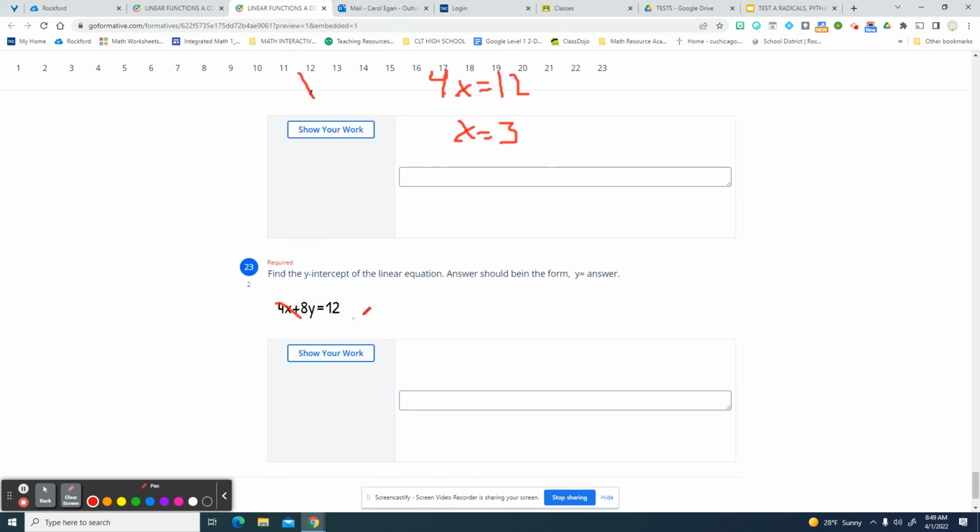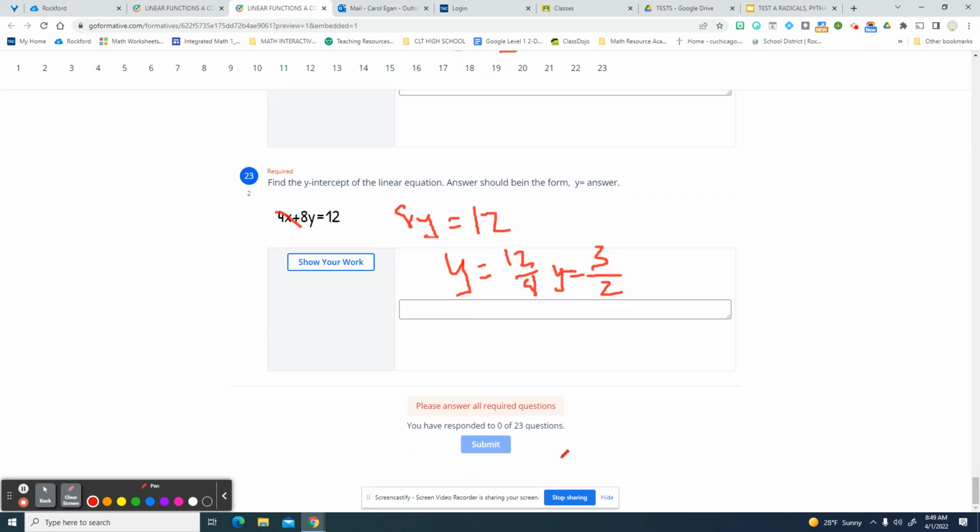Here, I'm getting rid of that, and I wind up with 8y equals 12. Divide both sides by 8, and I'm going to get y equals 12 over 8, which should simplify to be 3 over 2 because 4 goes into both of them, right? And that concludes going over the test on linear functions. Hopefully this helps you get ready for the retest.